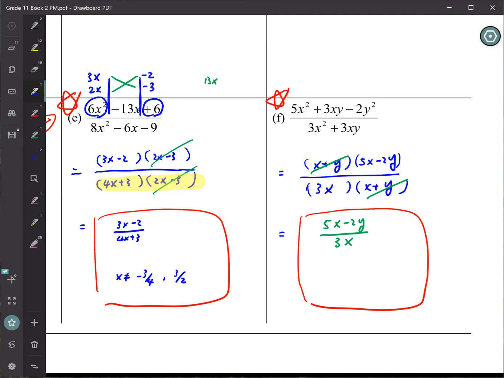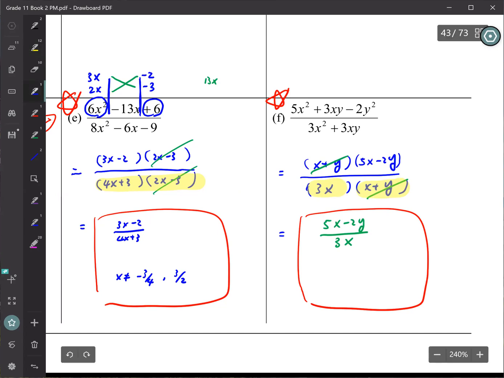Okay, restriction, Waylon. Where are the restrictions? Like 3x. Okay, yeah, you look at the 3x. Anywhere else? Yeah. 5x minus 2y. No, you don't care about that. That's in the numerator. Oh, is it also x plus y? Yeah, okay. Even though x plus y canceled out, you still need it for restrictions.